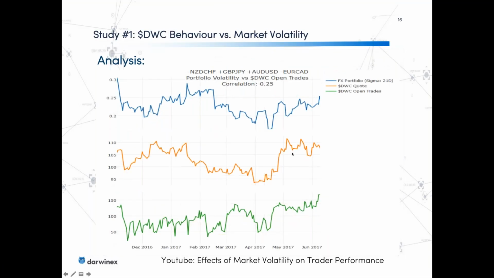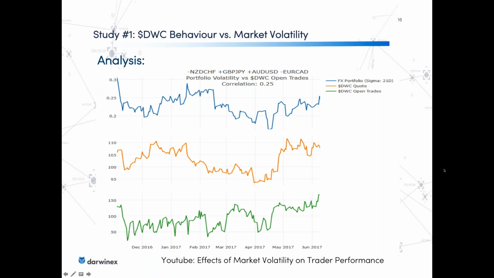And the other benefit of it, in addition to the hedging, is that we think it can potentially be traded for profit. Now, what you've got here is 3 curves. The first one is a measure of market volatility. The second one is the listing quote of the DWC in a certain period. And the last one, actually, the period is here from probably something like October 16 to June 2017. And also the green one is the number of open trades.